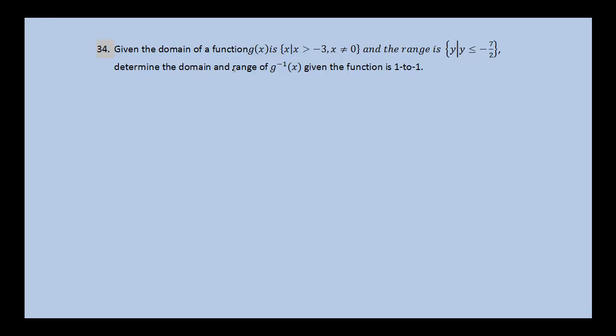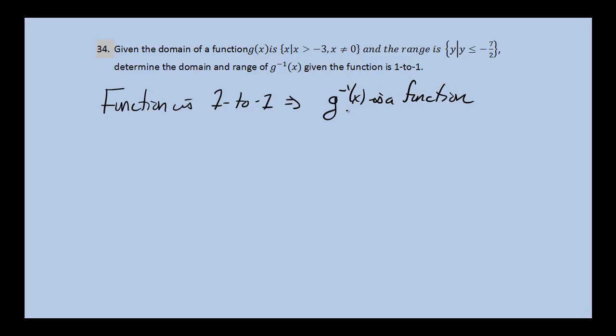Okay, so this is an example of talking about the domain of a function g of x and the range of g of x and comparing it to the domain and range of the inverse function, given the function is 1 to 1. Since we know the function is 1 to 1, we also know that g inverse of x is a function, meaning it passes the vertical line test.